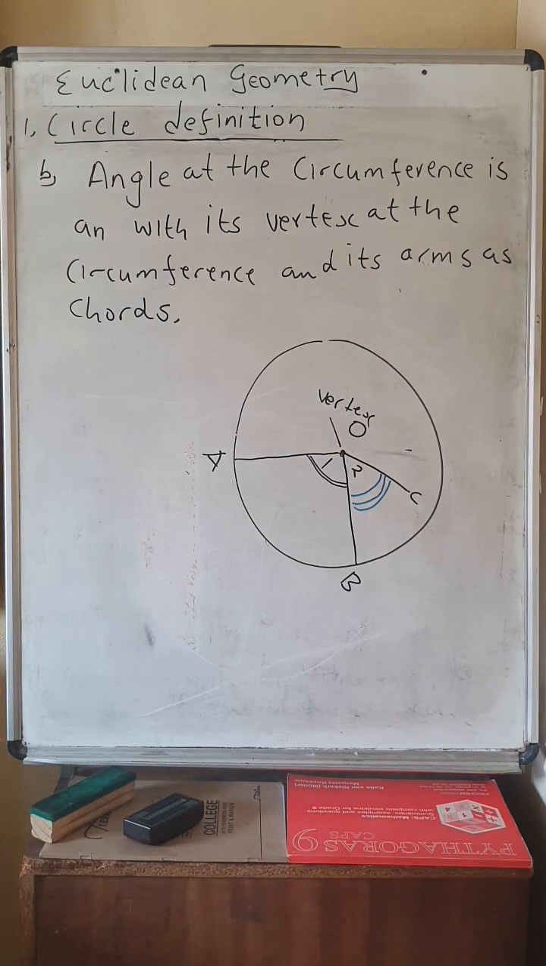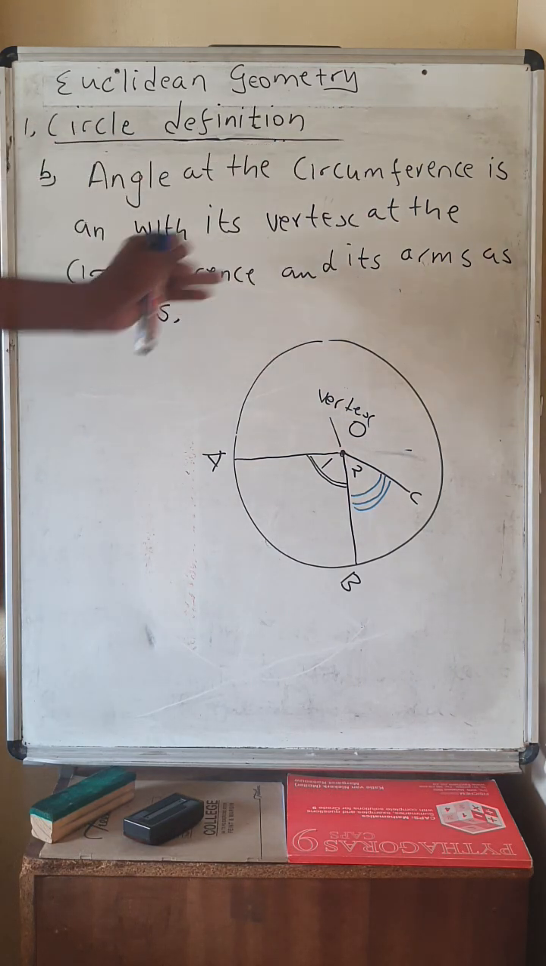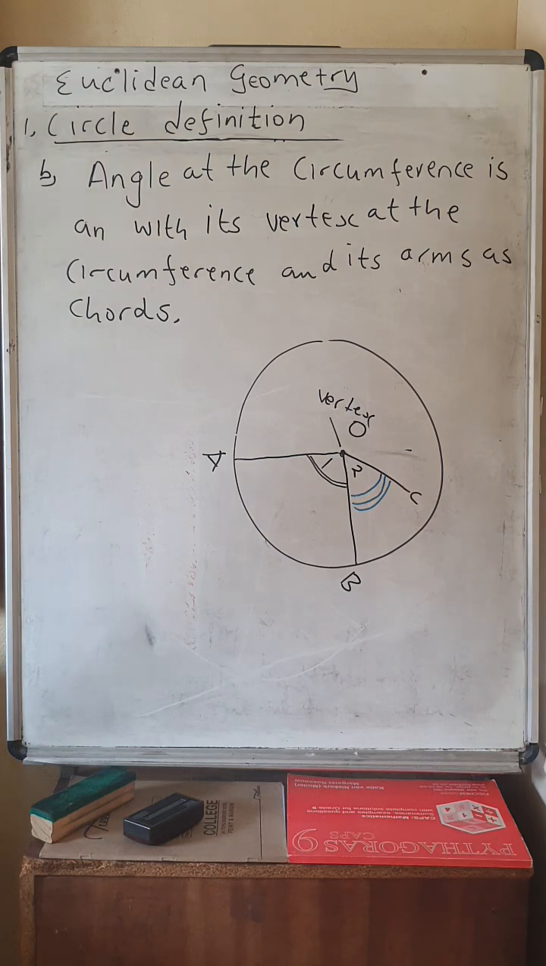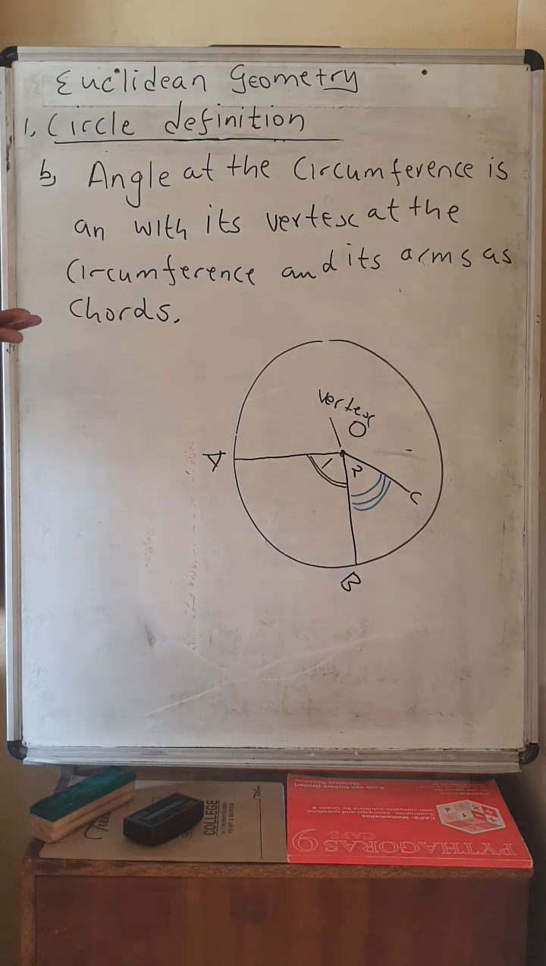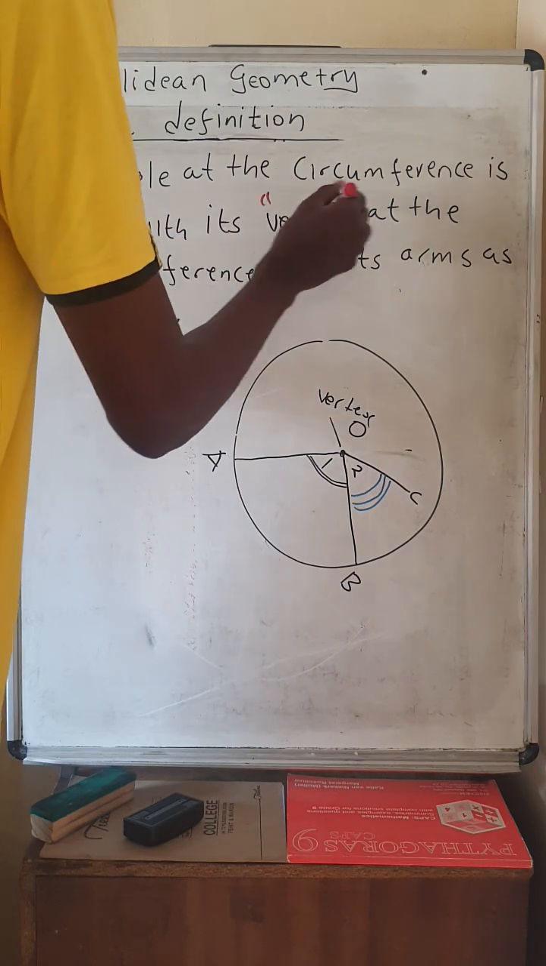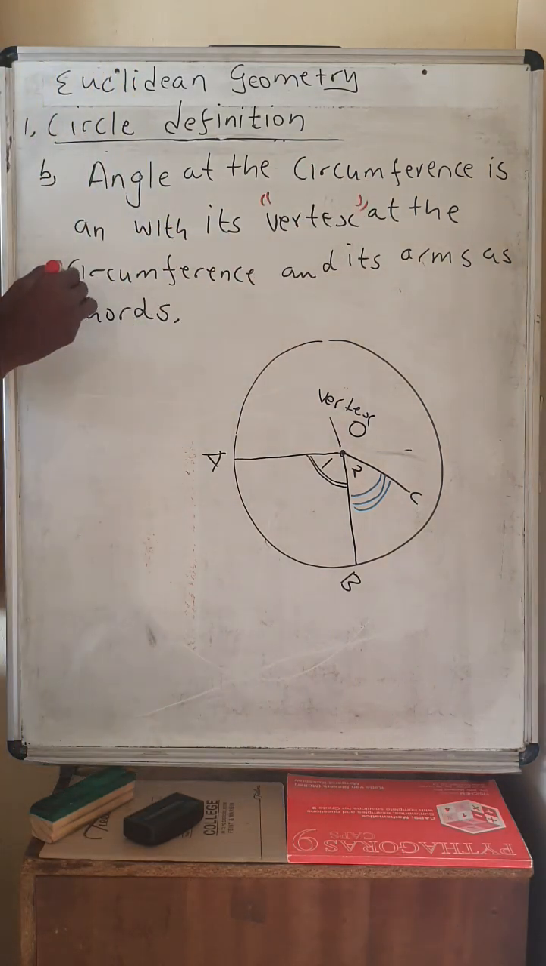That's how it is defined. So now, what is an angle at the circumference? It's an angle with its vertex, and we already know what a vertex is, at the circumference and its arms as chords. So here, the key points are the vertex and the arms, which are chords.